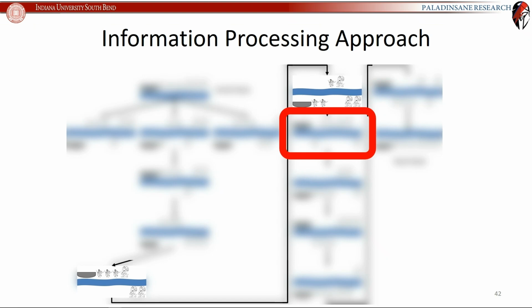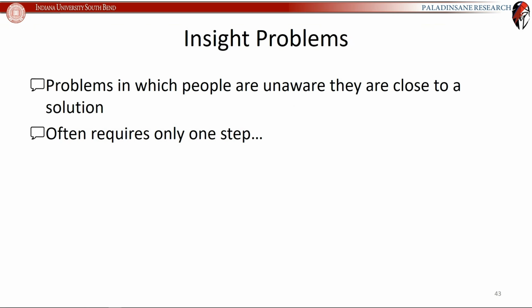All right, so this brings us back now that we have this idea of a problem space and how knowing the relations between initial states, goal states, and intermediate states can help us to solve not only help us to solve the problem, but understand why certain problems are difficult. We are now going to apply this idea to insight problems. And insight problems, again, are this special class of problems where people are aware that they are unaware that they are close to a solution. And mostly it's because it often requires only one step.